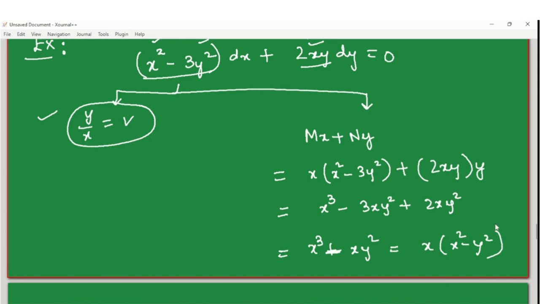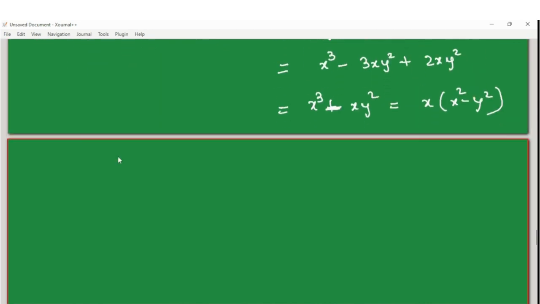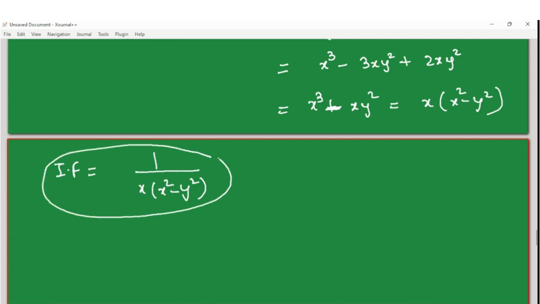So this is something non-zero, and hence for this homogeneous differential equation we can have an integrating factor which is 1 upon Mx plus Ny. That means that if you multiply this homogeneous differential equation throughout by 1 upon x into (x square minus y square), the new equation is going to become exact, and then you can solve it very easily using the exact procedure of solving differential equations, right?